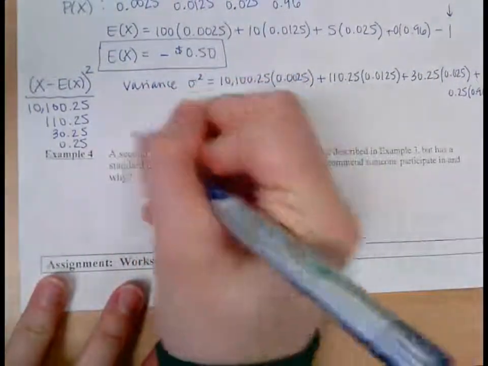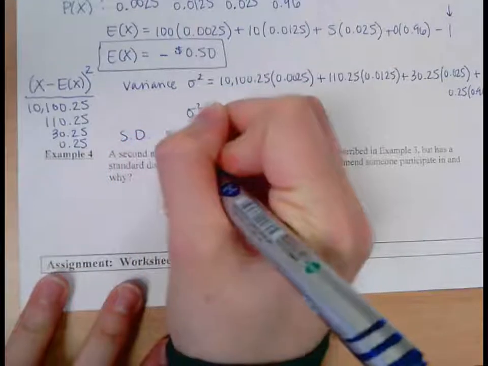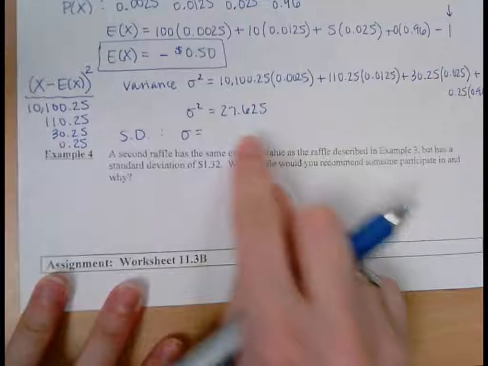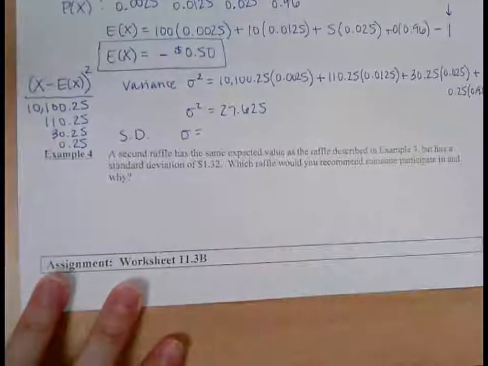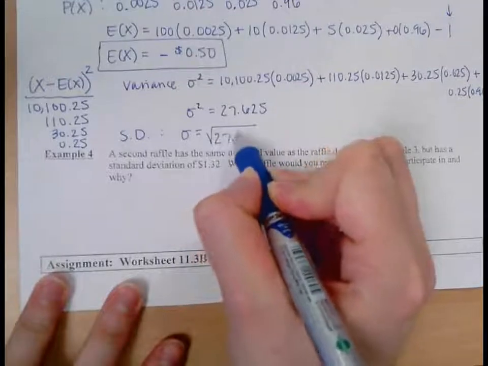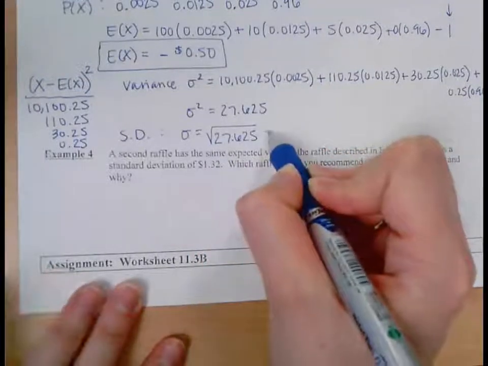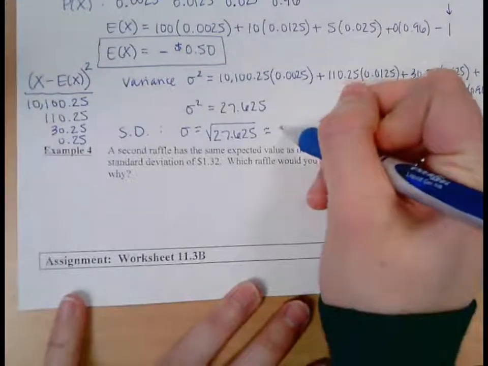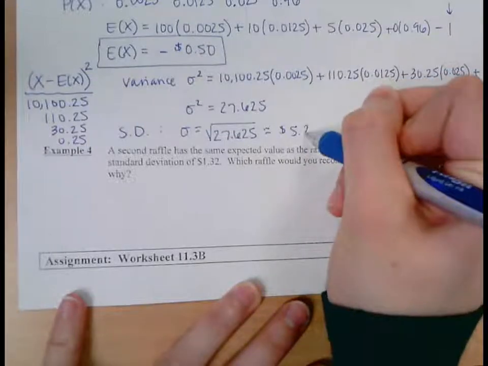So then the standard deviation, which is going to just be sigma, it's the square root of your variance. So we would then take the square root of 27.625, and again, the standard deviation is also going to represent money, so rounding to the nearest cent, you should get approximately $5.26.